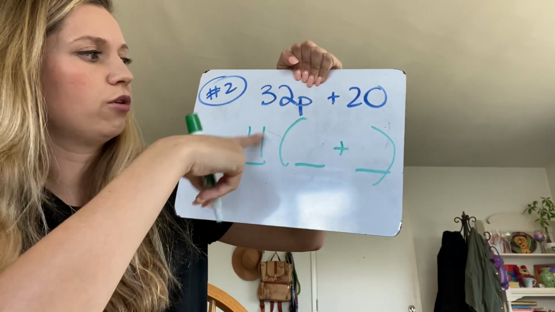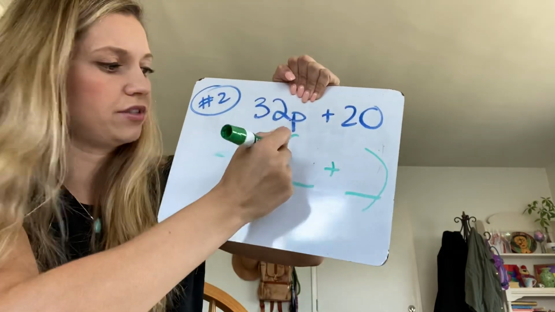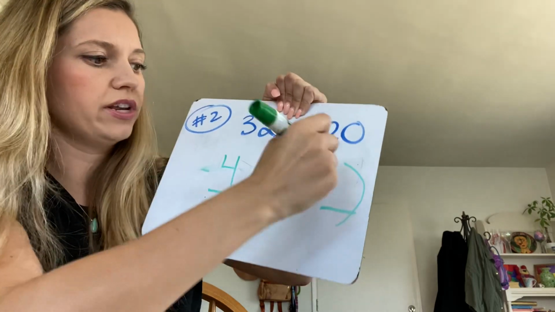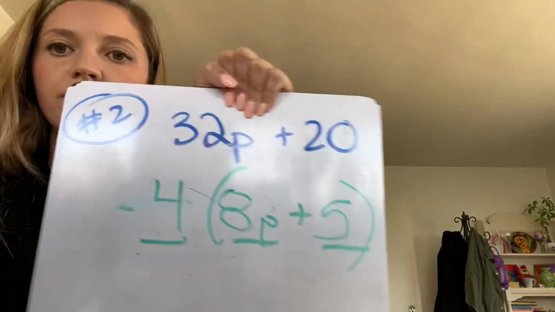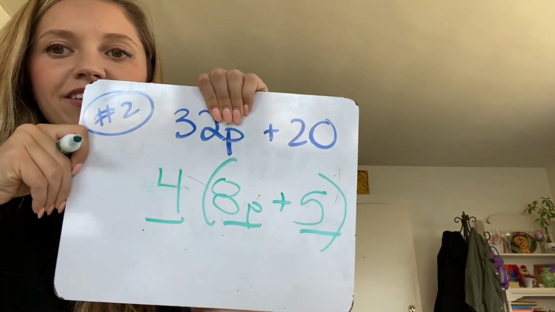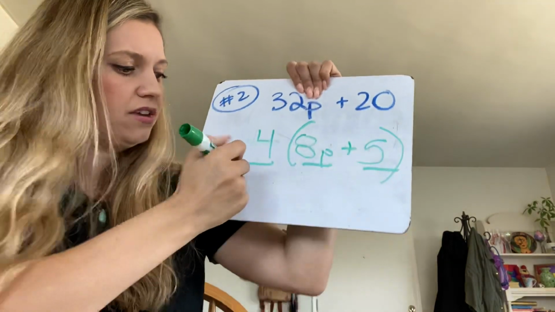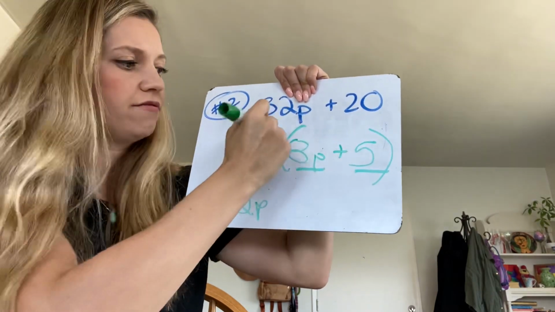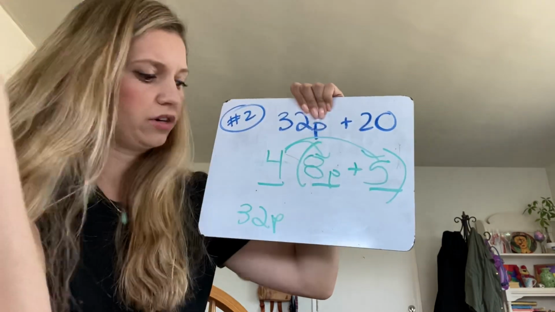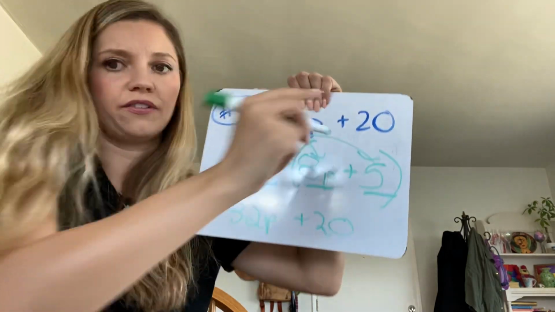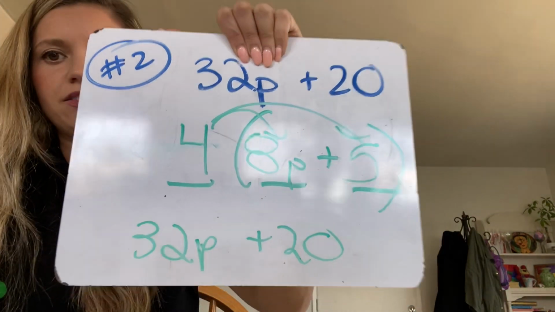Okay. 4 goes into 32 8 times. So you put your 8 and your p. 4 goes into 20 5 times. That is not a negative sign. And that is your answer. If you want to check it, 4 times 8p is 32p. 4 times 5 is positive 20. Does this match? Yes, it does.